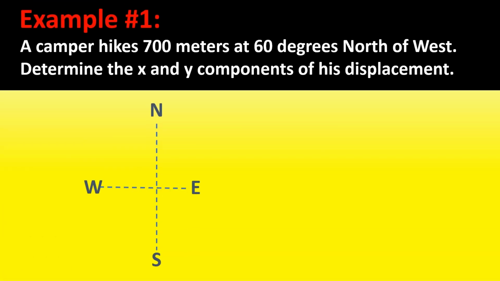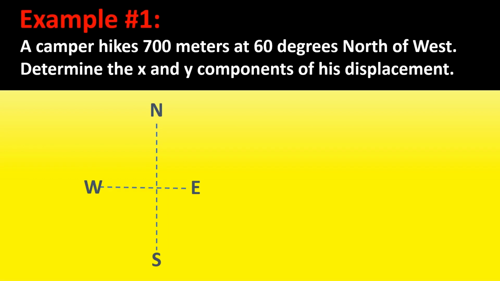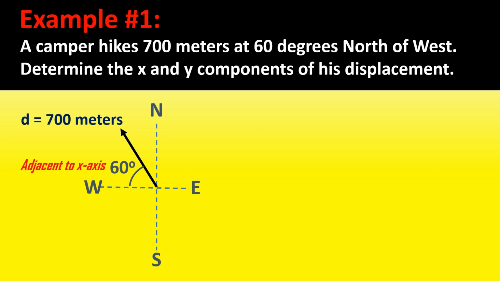A hiker hikes 700 meters at 60 degrees north of west. Determine its x and y components. The displacement is 700 meters and the angle is 60 degrees north of west. This angle is already adjacent to the x-axis. The upward y component is positive and the leftward x component is negative.